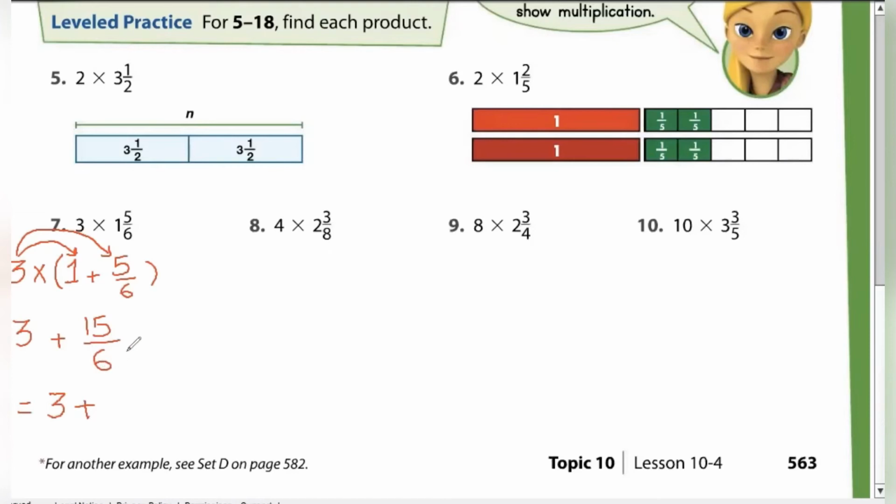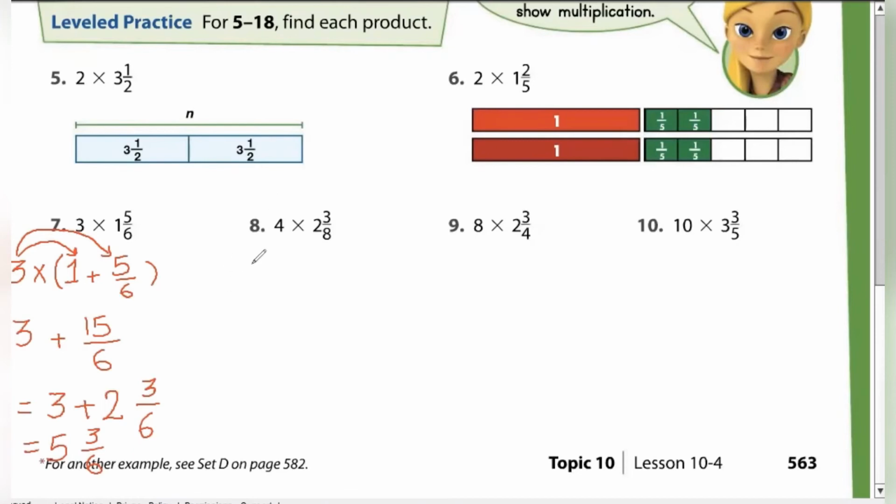a mixed number. How many 6s in 15? We have 2 sixes. 2 times 6 equals 12. So the remainder will be 3 out of 6. Equals, I will add the whole parts together and the fraction by itself. 3 plus 2 equals 5, and 3 out of 6.